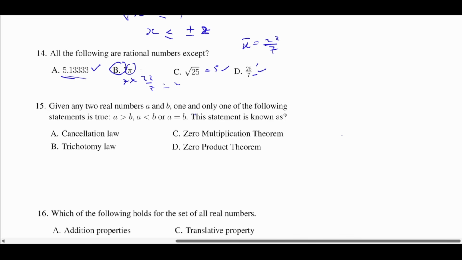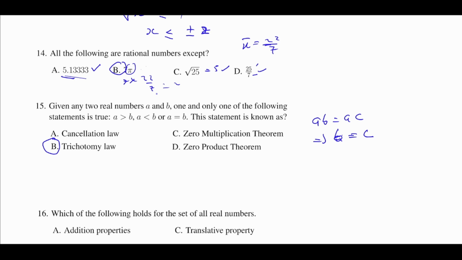Now question 15 says, given any two real numbers a and b, one and only one of the following statements is true: a is greater than b, a is less than b, or a is equal to b. So which of the rules satisfies that? That will be the trichotomy law. For the cancellation law, we have the left cancellation and right cancellation, where we say ab equal to ac, then it implies that b is equal to what? c. That is the cancellation law. When we do left cancellation, we can also write it as ba is equal to ca. Then we do the right cancellation. We have b equal to c.